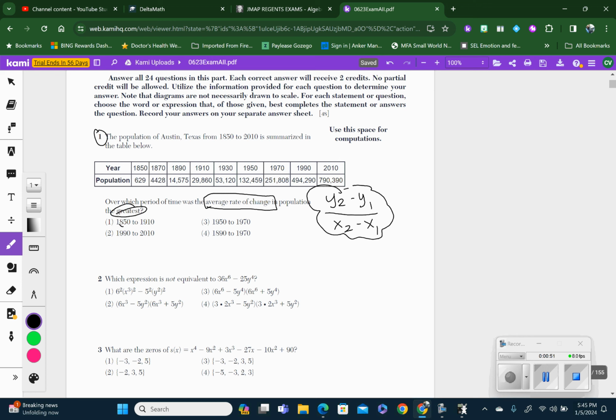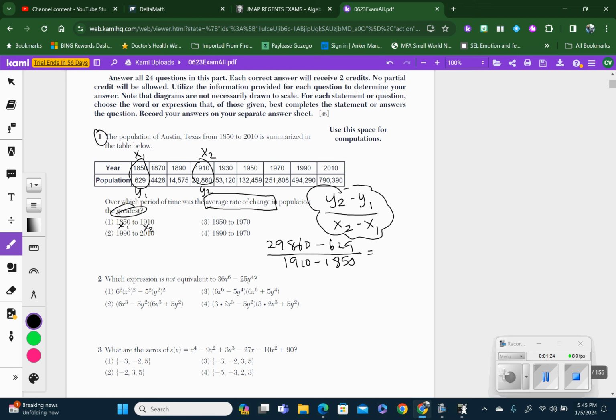We have our x1, x2. Those are our x's. So we're looking from 1850 to 1910. Let's go ahead and figure this out. Here's our x1, here's our x2. Therefore, this is our y1 and our y2. So we're going to go 29,860 minus our y1, which is 629, divided by our x2, which is 1910, minus our x1, which is 1850.